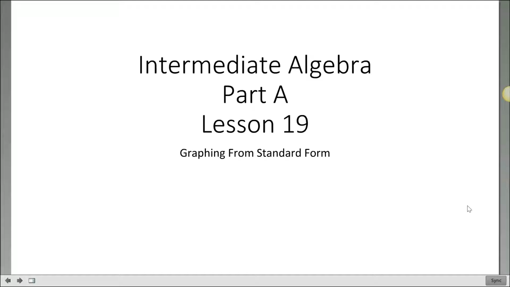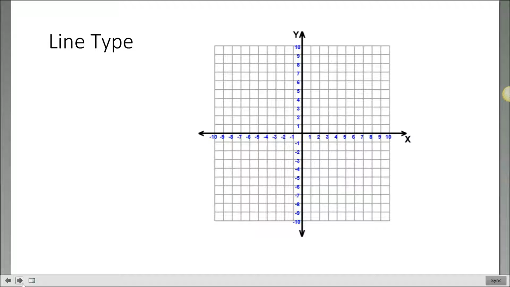This is Mr. Rowe. This is Intermediate Algebra, Part A, Lesson 19. We're going to look at how to graph a linear inequality from a standard form equation, or standard form inequality. So let's take a look. Background stuff, one more time.